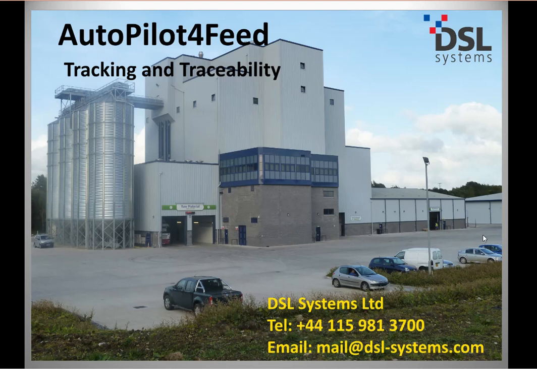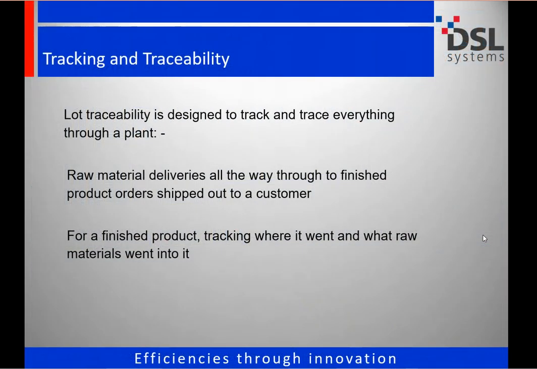Lot traceability is designed to track and trace everything through a plant. This means that for every delivery of raw material to a plant, it's given a lot identity, and this lot is tracked everywhere it goes around the plant and every finished product it goes into, and therefore every customer it goes to. Lot traceability also means that if there's a problem with a delivery of finished product, the system can track to which other customers that same product lot went to and which individual raw material lots went into it.